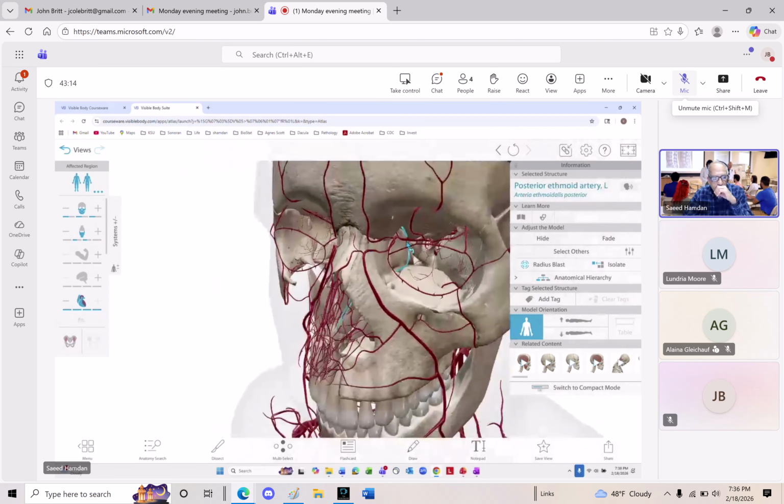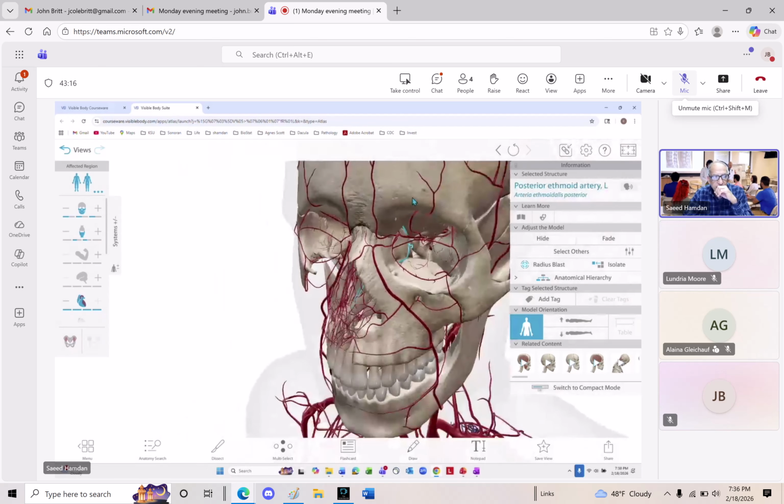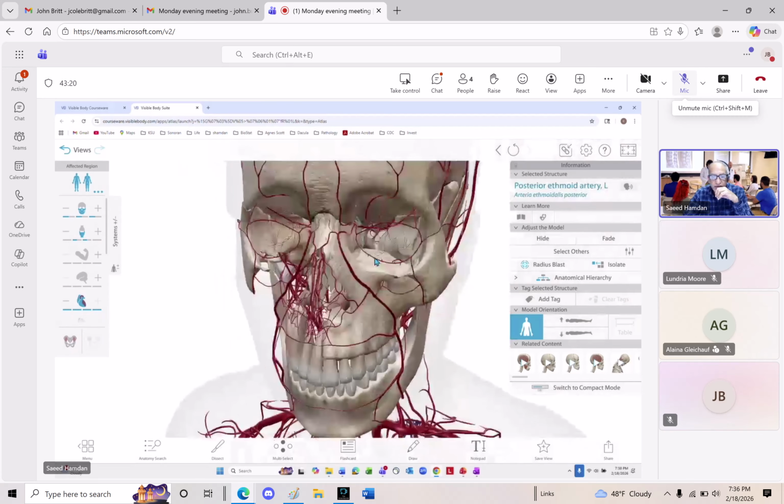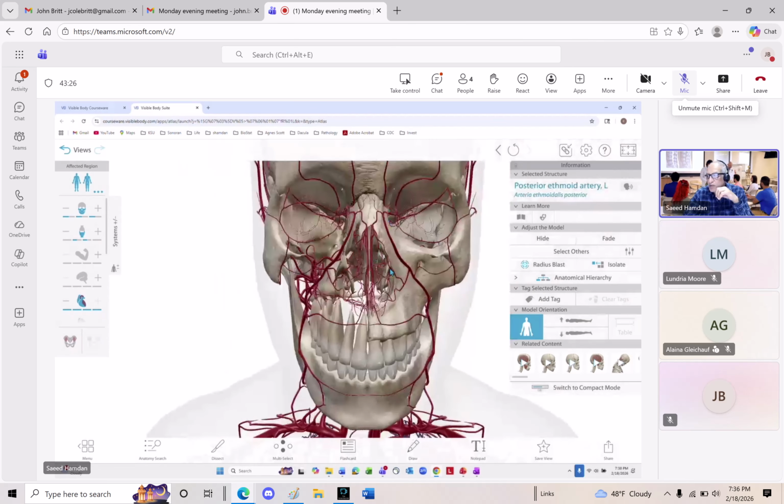Those are very deep. So tomorrow, I'm going to try to see if we have a model to see them, but I doubt you can see those deep ones on the models.